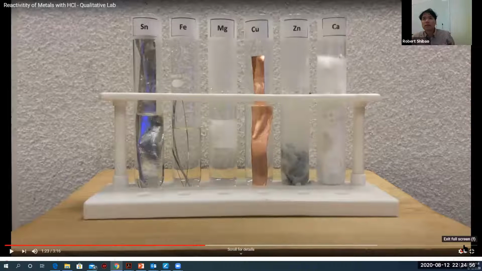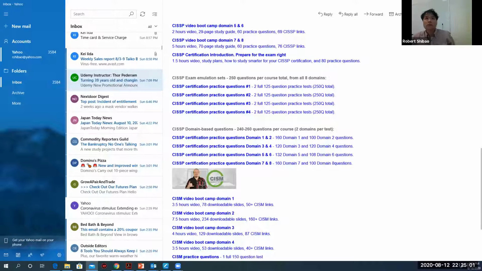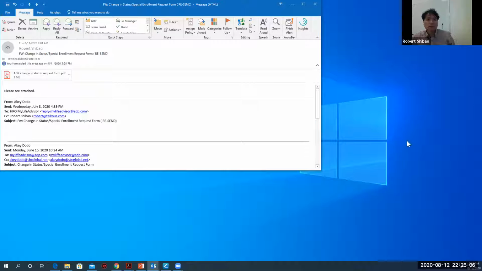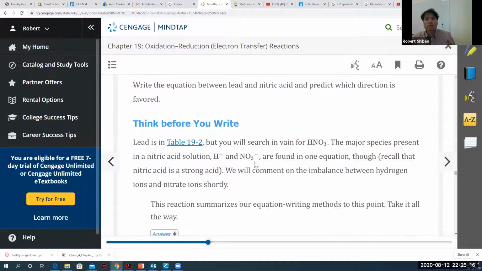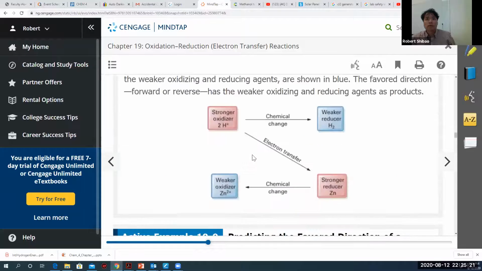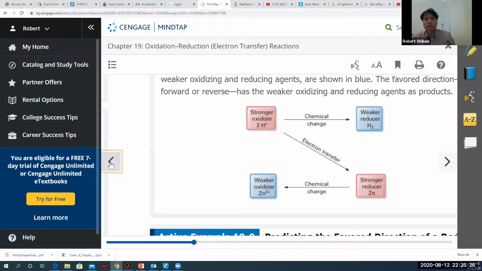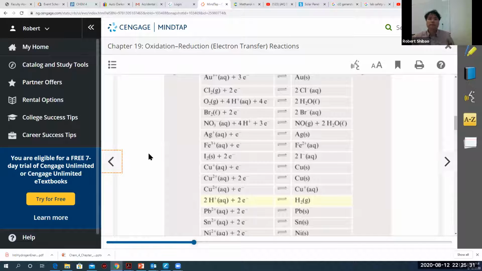Okay, let's take a look at the redox chart here. We're going to look at their redox chart. Where did I put their redox chart? It's here. So we use the same kind of pattern here to figure out the driving force. So let's take a look at the redox chart here.